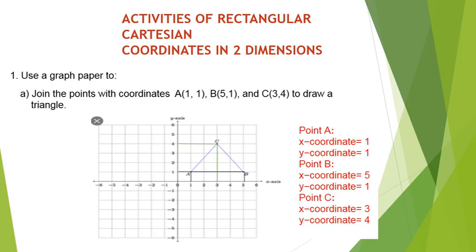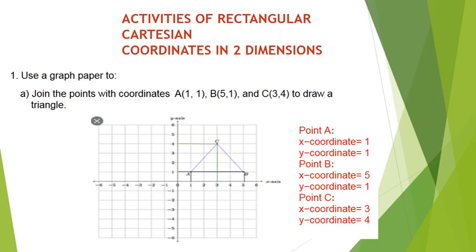Before we go for the solution, we need to know which one is the x and which one is the y. On the right side of the slide I have written in red pen which one is the x and which one is the y. In point A, the x coordinate is 1 and the y coordinate is 1. In point B, the x coordinate is 5 and the y coordinate is 1. And in point C, the x coordinate is 3 and the y coordinate is 4.